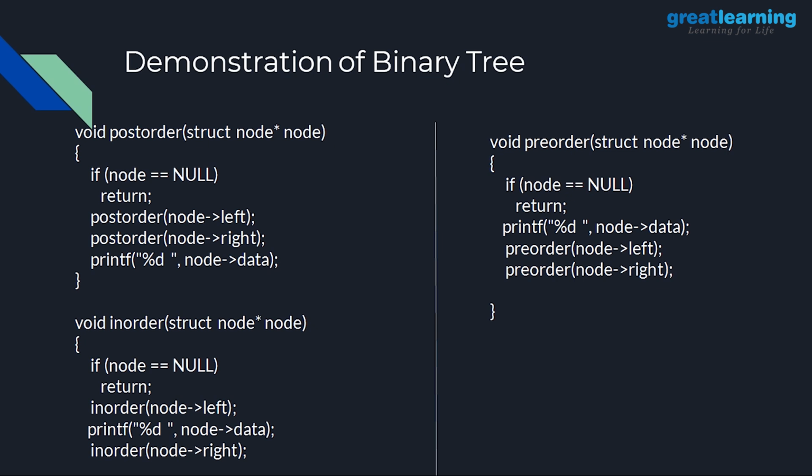Now let's talk about in order, right? So in order, if you see this function carefully, only the print statement is changed, the rest is the same. Now we first traverse to the left side, then print our node's data, and then we go to the right side. So these are the 3 statements, L, P and R. What do you mean by L? Go to the left side, P means print and R means go to the right side.